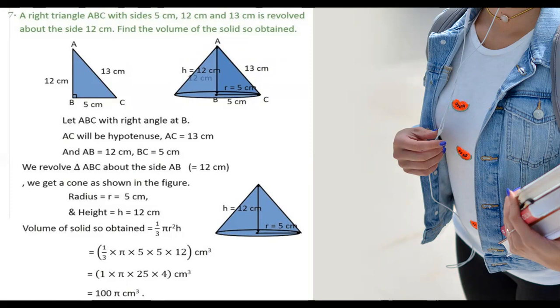Now we are revolving along the side 12 centimeters. So it will form a cone something like this, with height 12 centimeters and radius 5 centimeters. So the volume of the cone is 1/3 pi r square h. Now substituting r is equal to 5 centimeters and h is equal to 12 centimeters, we get the volume of the solid as 100 pi centimeter cube.